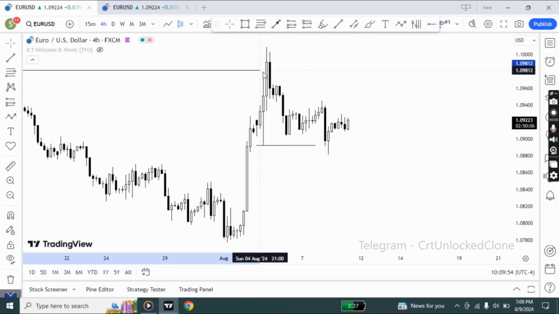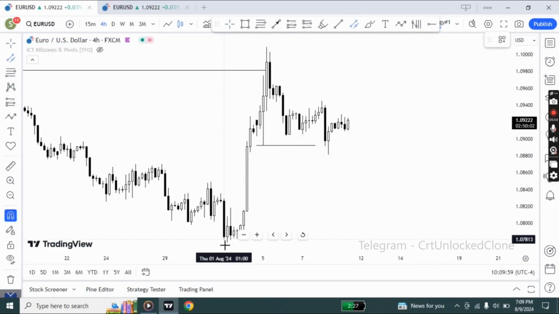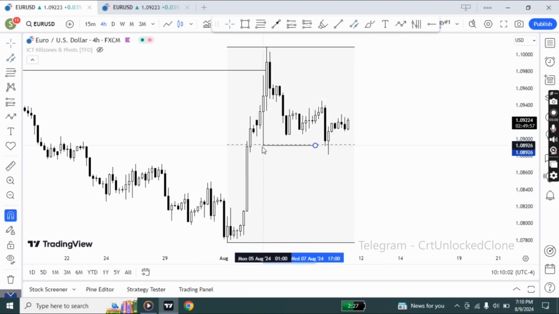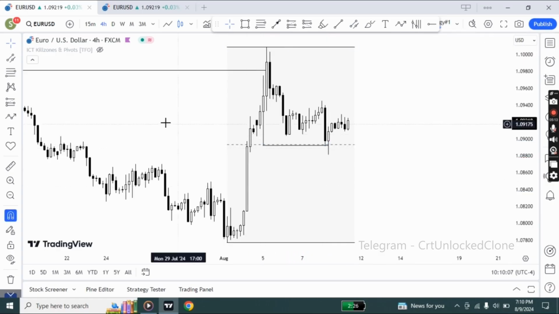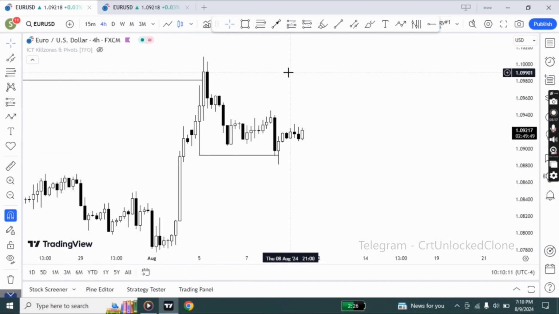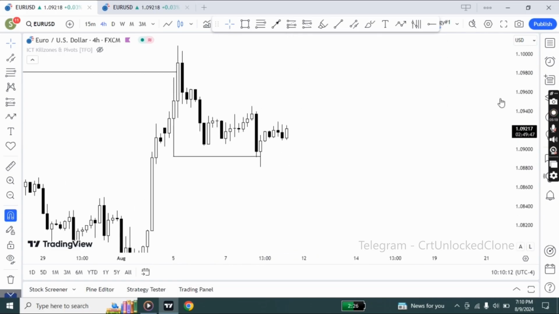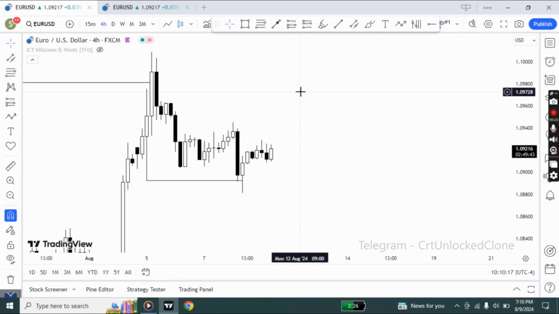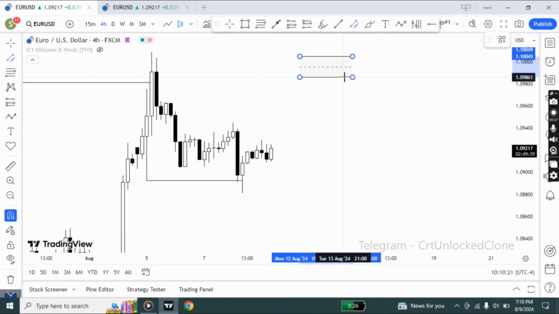So right here on the 4-hour, we can see this dealing range, right? And here's the discount region of this daily range. Now we already determined that our drawn liquidity is this Monday's low on the daily chart, right? Now our objective is to find a CRT on the 4 hour, and then we're gonna position ourselves in that CRT and then trade it on the lower time frame based on time frame alignment.